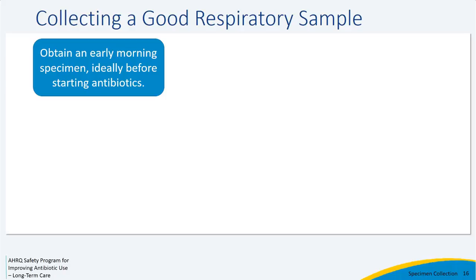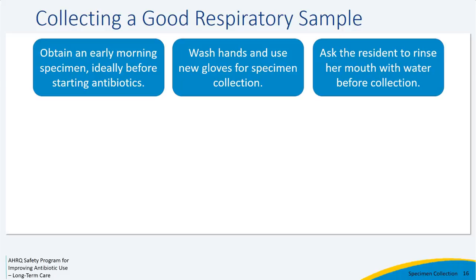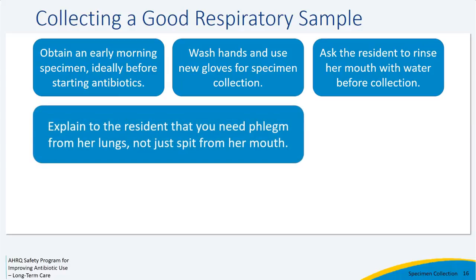1. Obtain an early morning specimen. Often, residents are better at coughing up a good specimen in the early morning hours, so we recommend obtaining specimens at this time when possible. 2. Wash hands and use new gloves for specimen collection. 3. Ask the resident to rinse her mouth out with water before collection. This helps remove some of the loose cells from her mouth and may reduce contamination of the phlegm. 4. Explain to the resident that you need phlegm from her lungs, not just spit from her mouth.